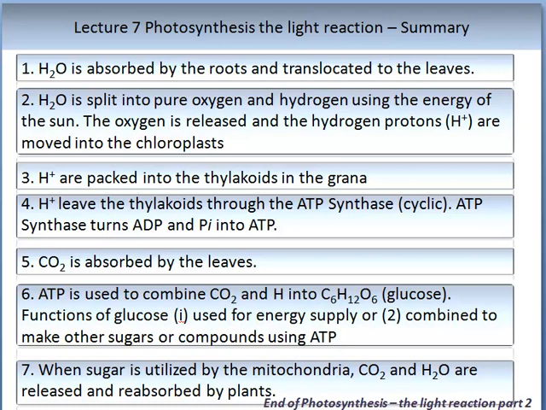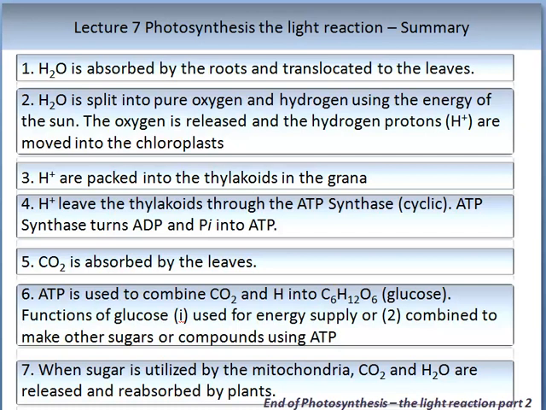One of the most important components in photosynthesis is how water is used. The water that is absorbed by the roots and translocated via the xylem into the leaves has two routes. It can be released into the atmosphere via transpiration, a process you have learnt all about now, or a small percentage of it is used in the photosynthetic reactions. The water is split into oxygen and hydrogen ions using the energy from the sun. The oxygen is released and the hydrogen protons are moved into the chloroplasts.